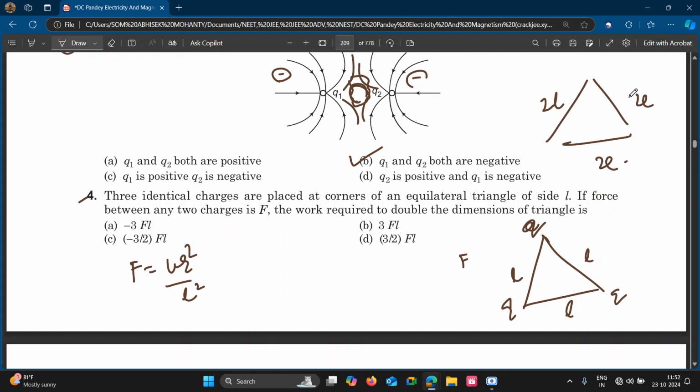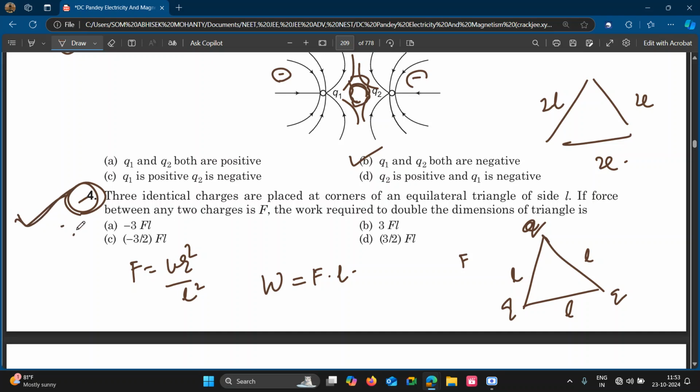So, how much work has to be done? Now the force is F, and the distance is L, so the work is F into L. So, to double the dimensions of the triangle, how much work has to be done? This is homework for you. Take it as homework.